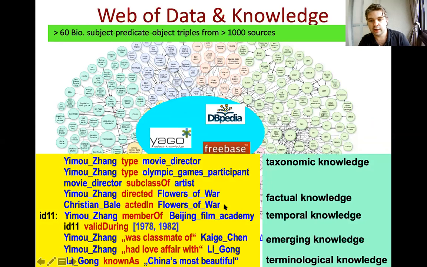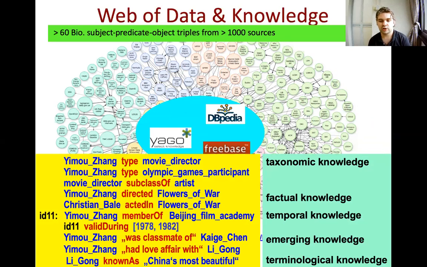So the representation inside might look like this, right? You can have Yumin Zhang is a type of movie director, which has a taxonomic flow. We also have factual knowledge, different categorization knowledge types, right? And Zhang directed Flowers of War.